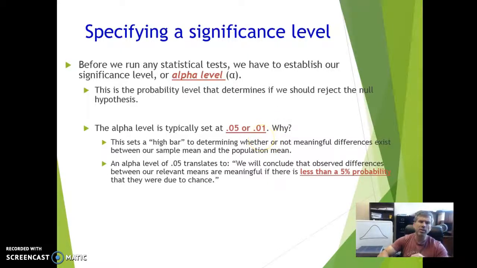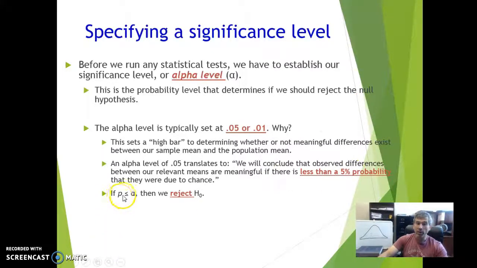So here's a good way of translating an alpha level of .05: basically, we're going to conclude that the differences we observe between the means we're comparing are meaningful if there is a 5% or less probability that they were due to chance. That's all it's really saying. Results that have less than a 5% chance of happening due to a fluke, we're going to conclude, hey, there's something going on here, we're going to reject the null. 0.01 is exactly the same thing, but plug in 1% probability instead of 5.